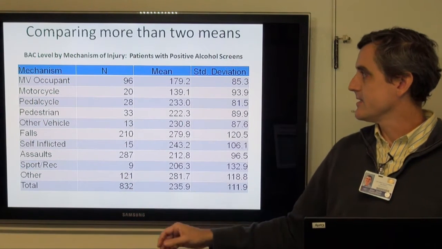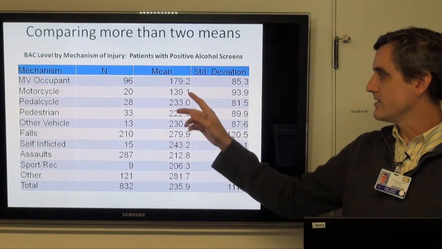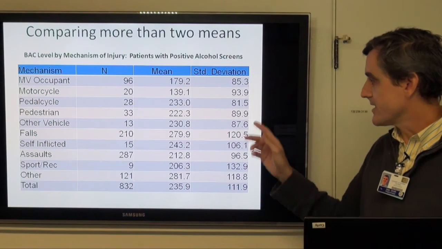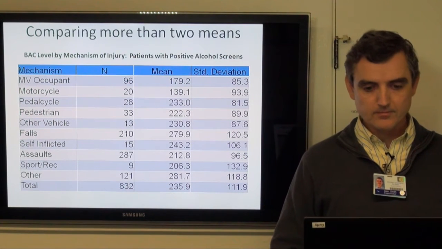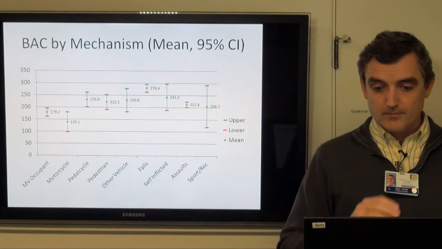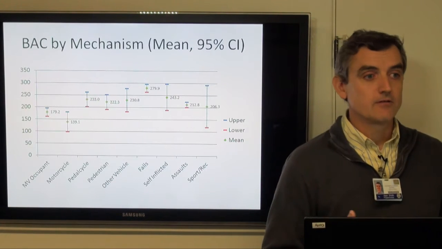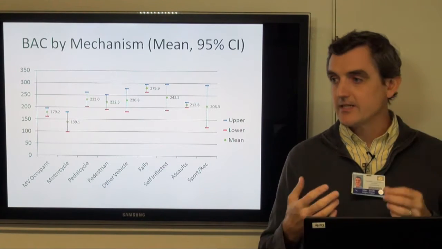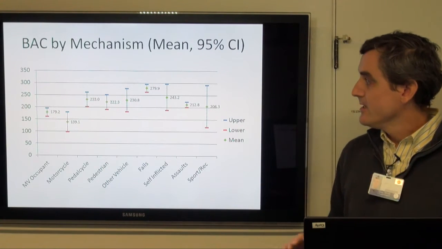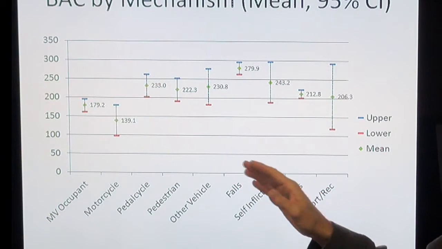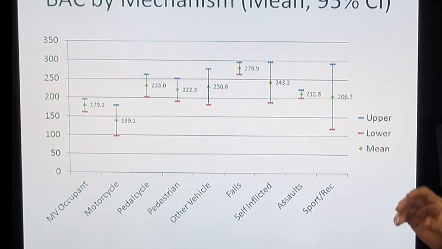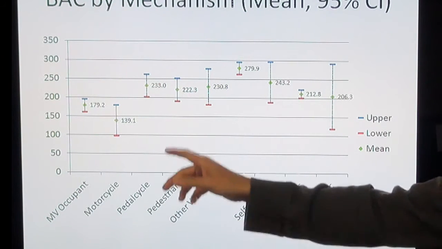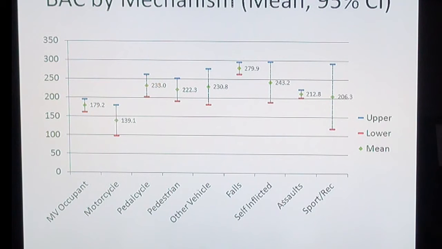Here's our sample size, the mean blood alcohol concentration, and you can see if you're eyeballing this that there is some difference there, and the standard deviations there. But if our question is whether at least one of these is different from the others, it's a little tough to say statistically just eyeballing that data. If we graph it out, here are those mean values and the 95% confidence intervals. We can see that some of these are a little bit higher than the others.